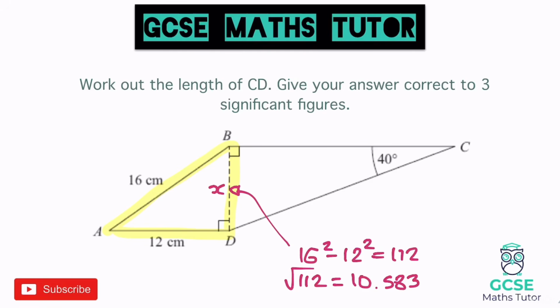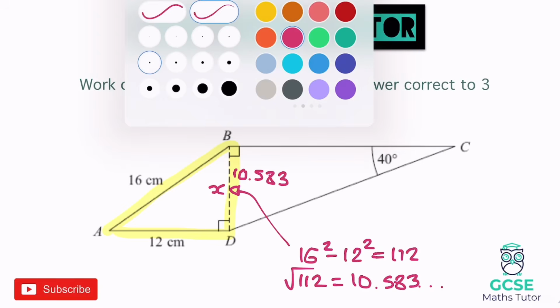There are some more decimals there, and you can write it all down if you want, but if it wants it to 3 significant figures, I've kept it to 5 there, and that should be plenty. So let's label that on, 10.583. Now we can go about using SOHCAHTOA.